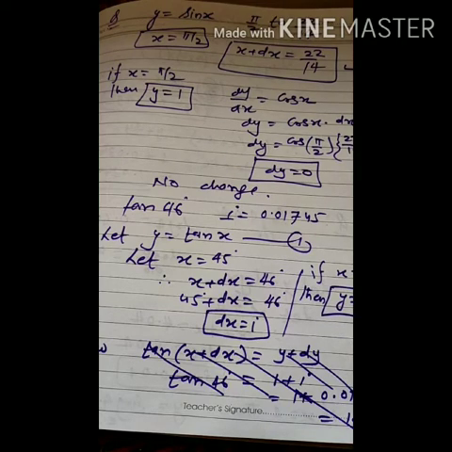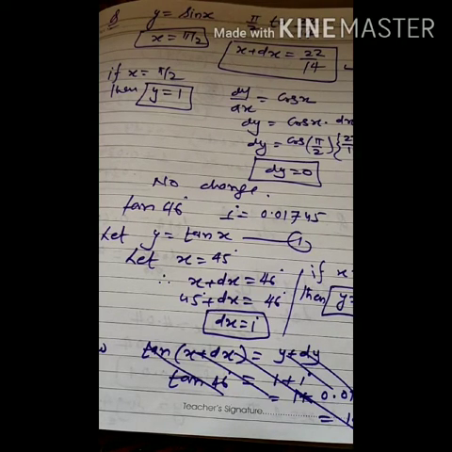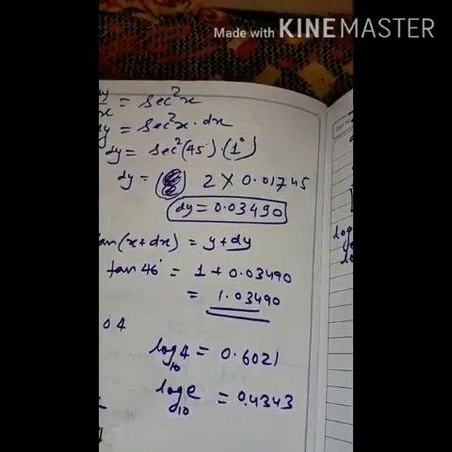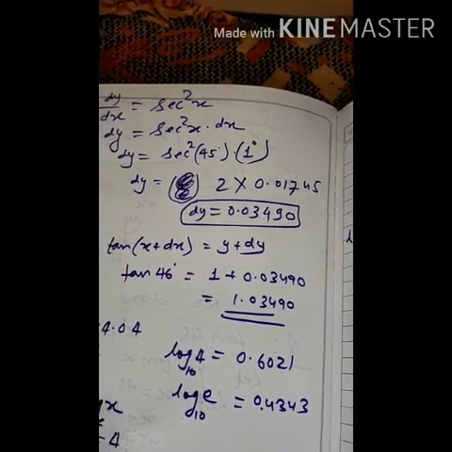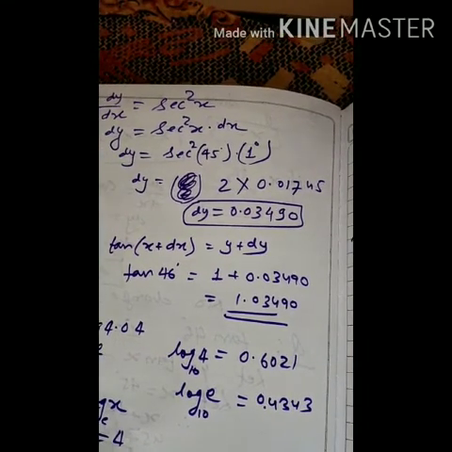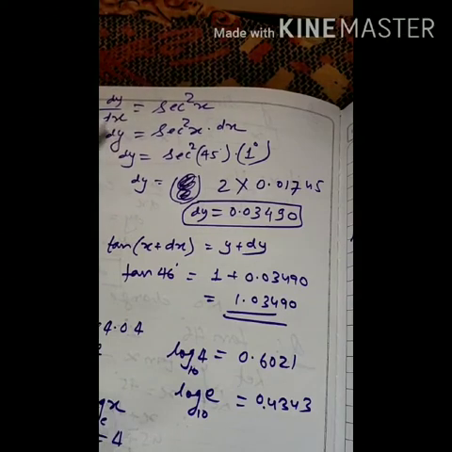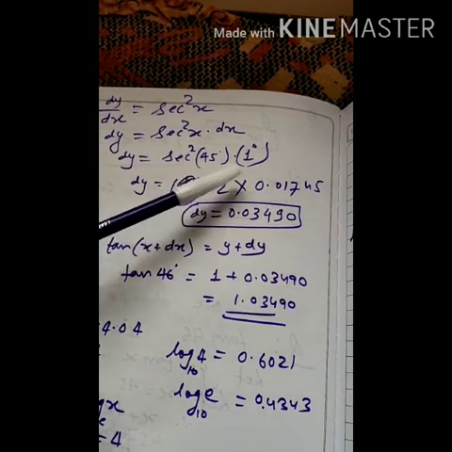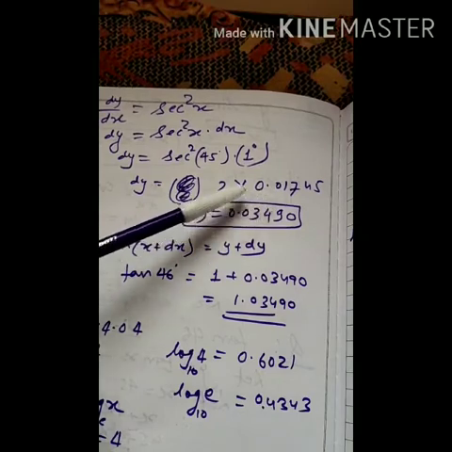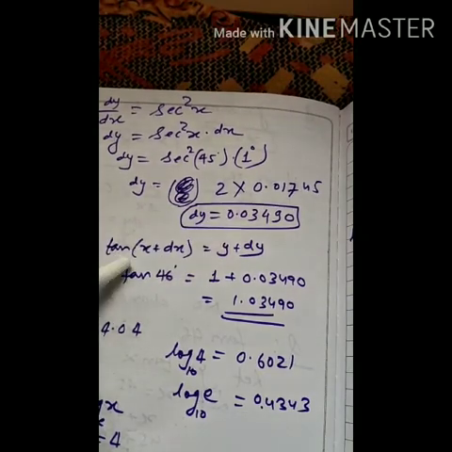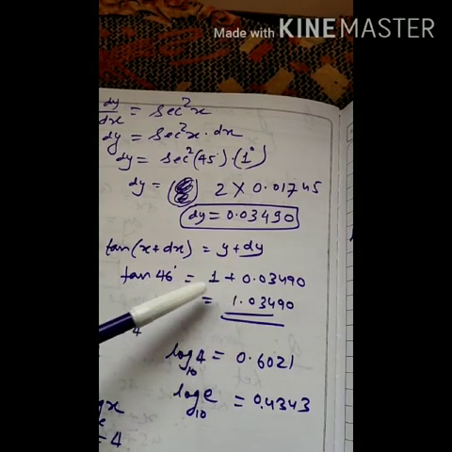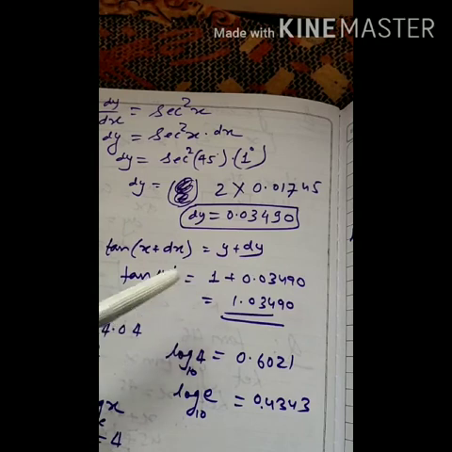Okay. Now we have to find dy over dx. So dy over dx will be sec square x. Now do the cross multiply. You will get dy equal to sec square x into dx. Put the value of x and dx. So sec square 45 is 2, and the value of 1 degree is given in the question. So multiply this, we will get this one. Now tan of x plus dx is equal to y plus dy. Tan 46 equals 1 plus this much. After adding this, we will get the answer.